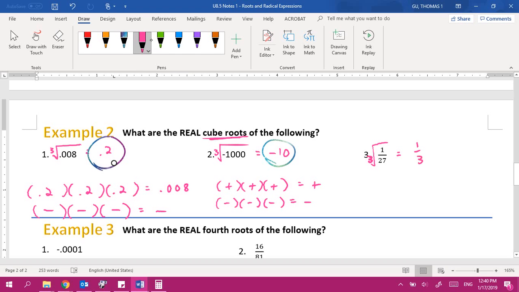Why is that? Because 1 over 3 times 1 over 3 times 1 over 3. When you're multiplying fractions, remember, you just multiply straight across. So straight across the top is 1 times 1 times 1, which is 1. And straight across the bottom is 3 times 3 times 3, which is 27. And that is what you have as your radicand. So the cube root is 1 over 3. Yes, there can be fractions.